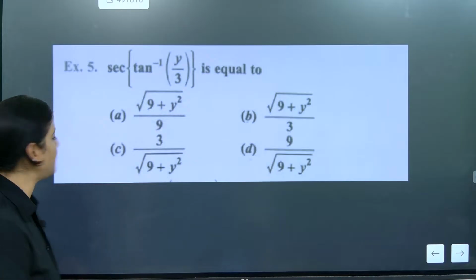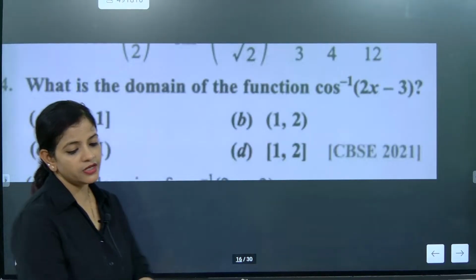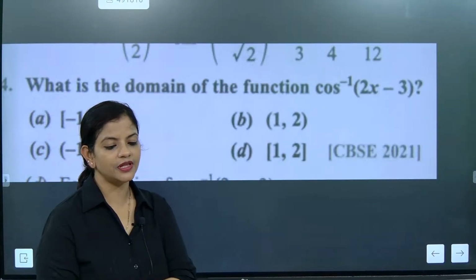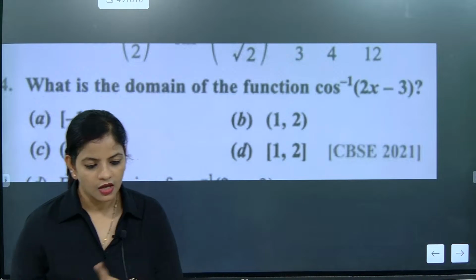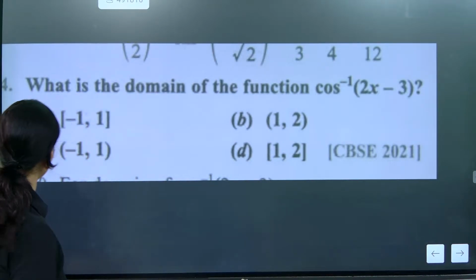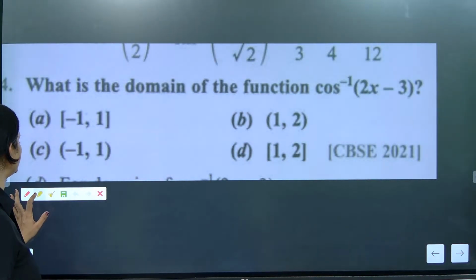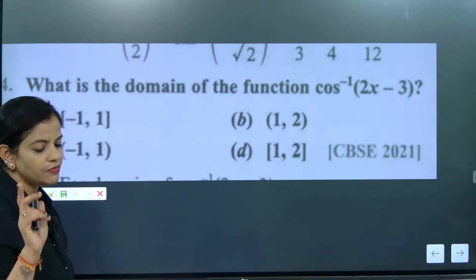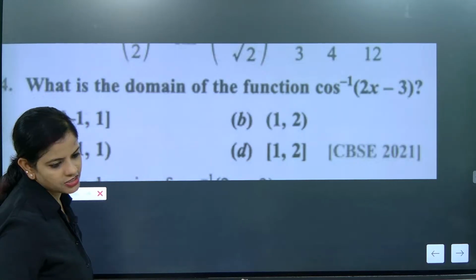Last question, repeating, no problem. Check this one out: cos inverse of 2x - 3 is there. When cos inverse of 2x - 3 is there, the interval will be exactly between -1 and 1, the minima and maxima. The minimum value is -1 for cos and the maximum value is 1.